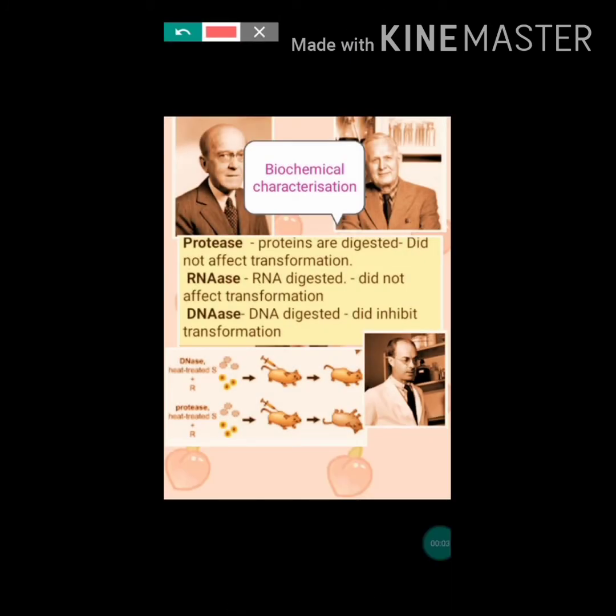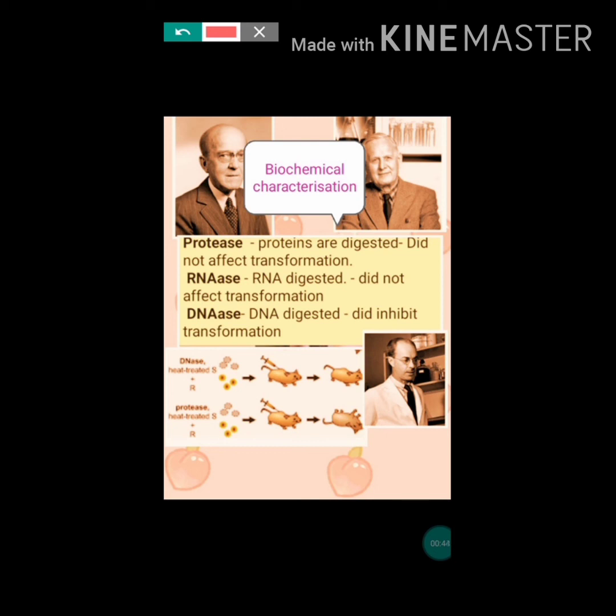So genetic material is responsible for transformation, but the biochemical nature of genetic material was not defined. For that, Oswald Avery, Colin MacLeod, and Maclyn McCarty conducted an experiment to determine the biochemical nature of genetic material which is responsible for transformation. They took three types of enzymes. One is protease enzyme. They mixed the protease enzyme with S strain bacteria, so all the proteins are digested. Then this S strain bacteria is mixed with R strain. Then this mixture is injected into the mouse, and the mouse dies. So when they used protease enzyme, it did not affect transformation.